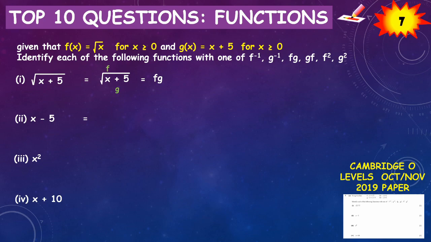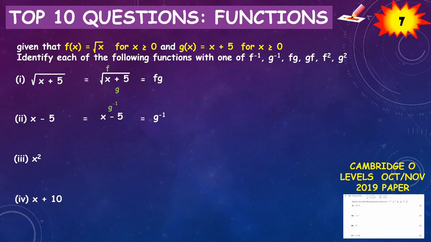Question 2 is x minus 5. We know that this has nothing to do with function f because function f is square root of x. It looks something like function of g, but instead of plus 5, it is minus 5. So we know that this is the inverse. Plus becomes minus for inverse. So therefore, the answer is g inverse.